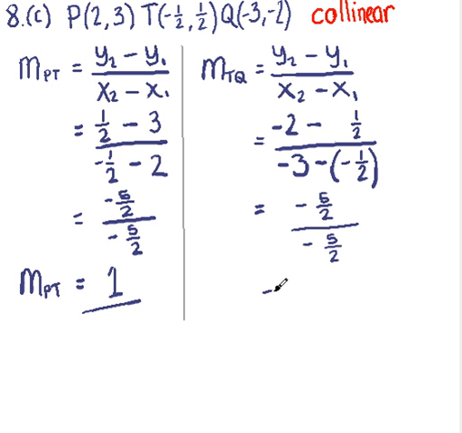So we have minus 5 over 2 divided by minus 5 over 2. So anything divided by itself gives us 1, and the answer is positive. So the gradient m for the line joining points TQ is also equal to 1. Both lines, the line joining points PT and the line joining points TQ, have the same gradient. That means all 3 points lie in a straight line, all 3 points are collinear.